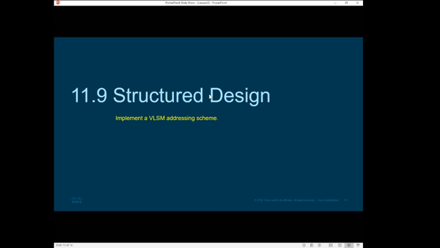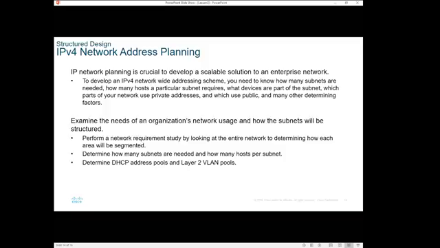As a network administrator or network engineer, IP network planning is crucial for you to be able to develop a scalable solution. See, the key word there is scalable. Okay, so you envision the growth of the network, and you design or plan so that when there is a change in the network, you don't have to make a major shift to your address planning. You just need to work with what you've already planned, because you were able to envision the growth of the organization and come up with a scalable solution for your enterprise network.